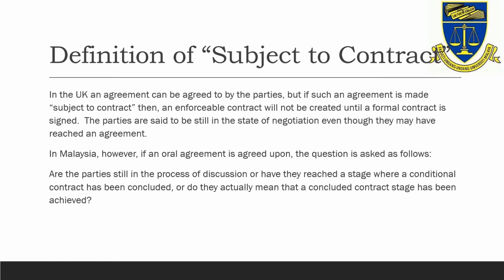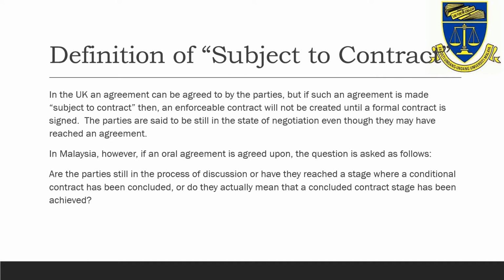We need to first look at the definition of subject to contract. In the UK, an agreement can be agreed to by the parties. But assuming an agreement as such is made subject to contract, are we correct to assume that an enforceable contract will not be created until a formal contract is signed? What is the implication of the term subject to contract? Are the parties still in the state of negotiation? Have the terms been agreed upon? Are there still salient matters to be discussed? These are some of the questions that we will be looking at.